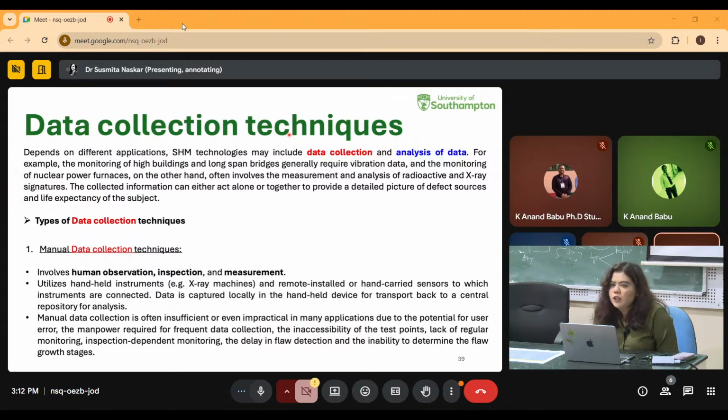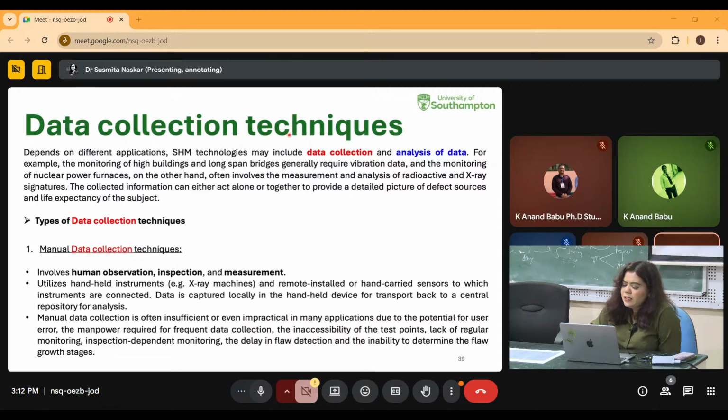Structures where you cannot reach. So those kinds of places are always difficult to collect data from manually, and that may cause delays in flaw detection, and make it hard to track the growth of a defect, right? This is the reason many industries are now moving toward collecting data automatically or through remote data collection methods, which we will talk about next.